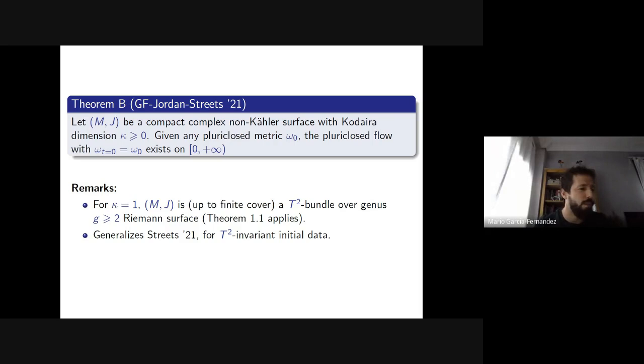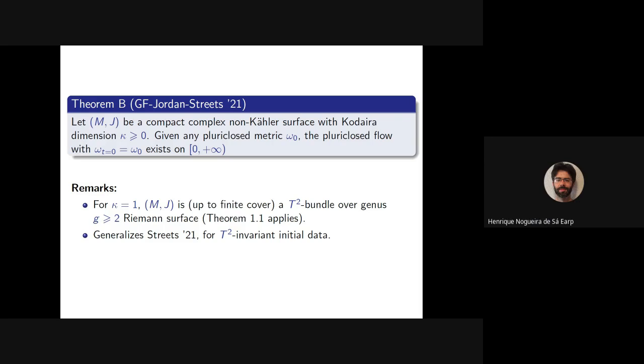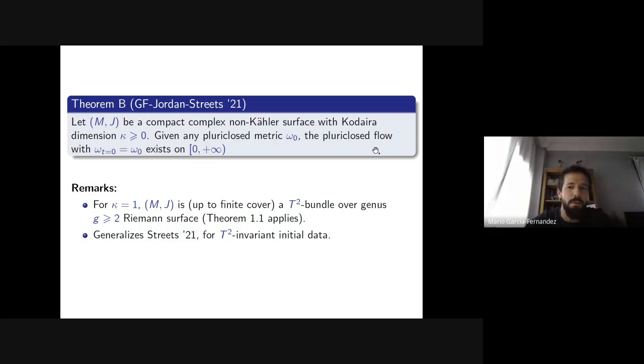Some weird things can happen even for the case of convergence. So this is an example of this thing. It's a T2 bundle over a high genus Riemann surface, and then there is a theorem. I don't remember now the author. But if you have T2 bundles over Kähler manifolds, unless the T2 bundle is trivial, the manifold is going to be non-Kähler. So these are typical examples where you don't have any Kähler structure.